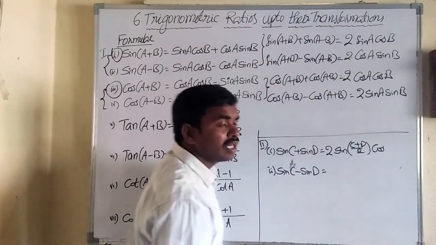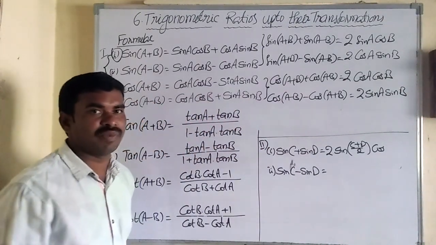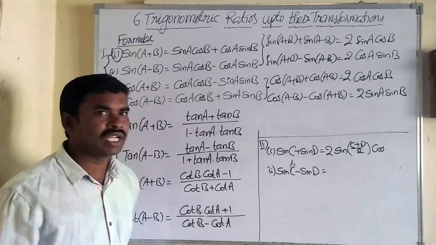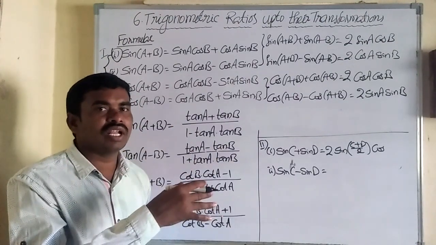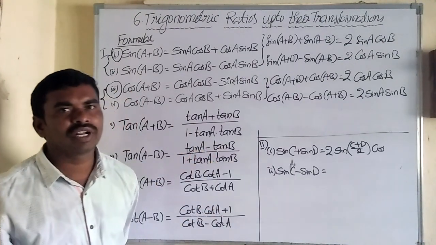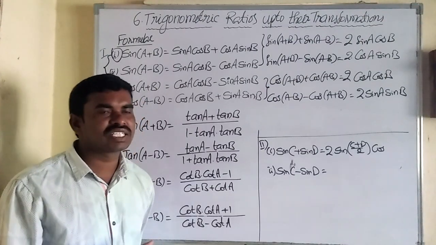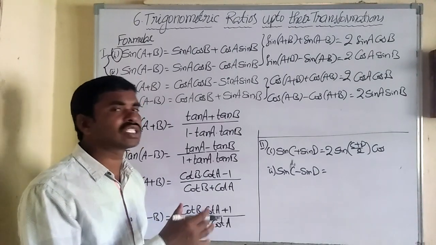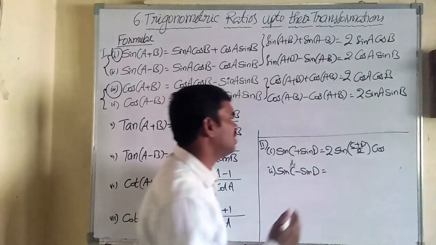Before learning, LKG students, UKG students learn the alphabet A, B, C, D every day. Then after learning, slowly they are able to read words, then after that they are able to read sentences. Like that, if you learn the basic formulas slowly one by one, then later you can easily solve the problems. Otherwise trigonometry will be difficult. That's why I am saying.